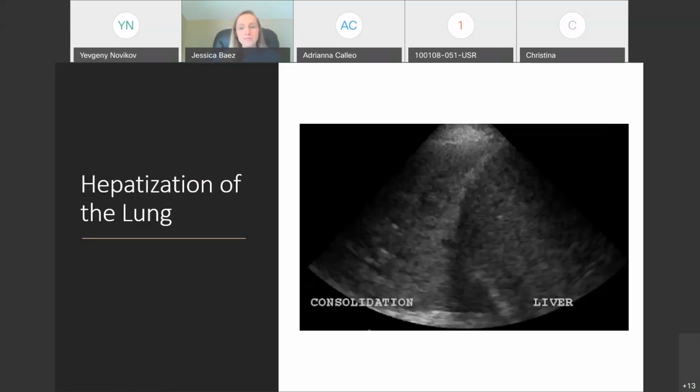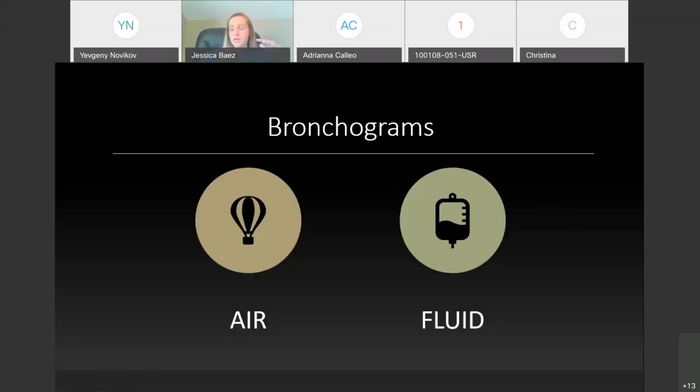Hepatization of the lungs. This is something that's seen in lobar pneumonias, and it is exactly how it sounds, where the lung tissue starts to look like liver tissue. So here's liver on this side, here's diaphragm separating the two, and you can see this is the same echo texture as the liver is. That's hepatization of the lung. And again, not to be confused with mirror image, so you really want to make sure that you're not seeing some of the vascular structures here mirrored on this side. So those are suggestive of pneumonia.